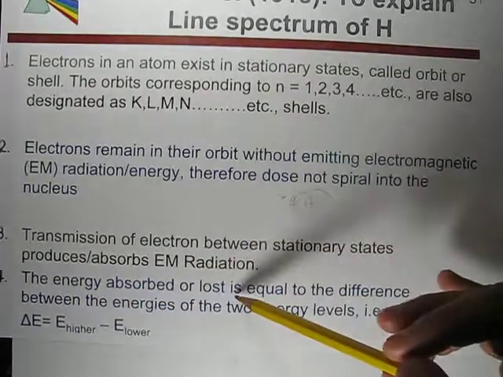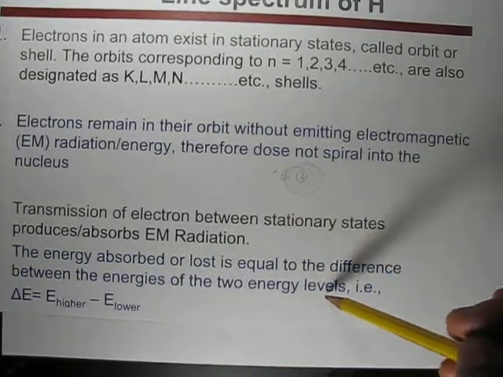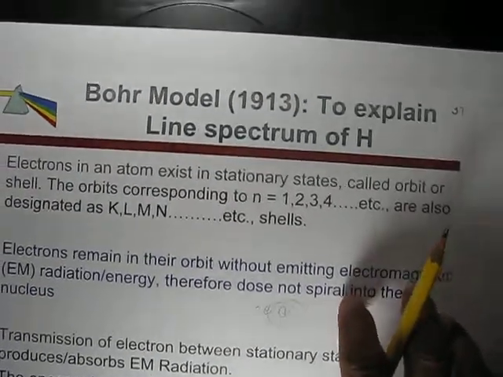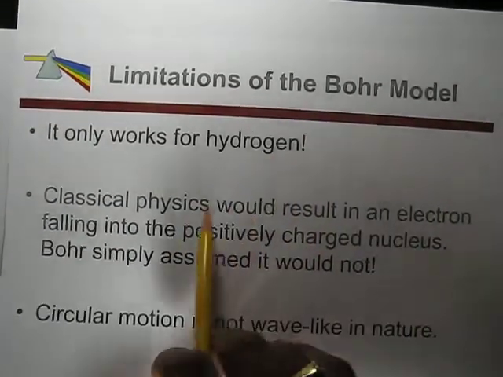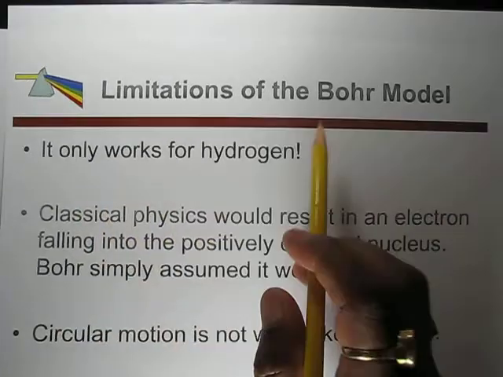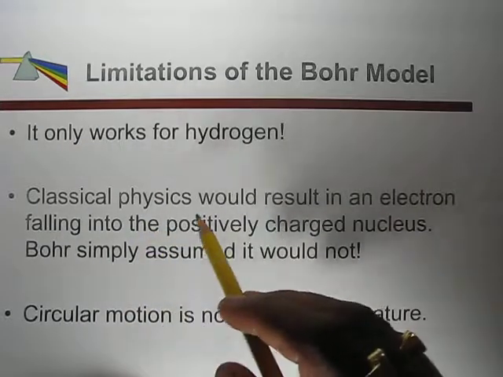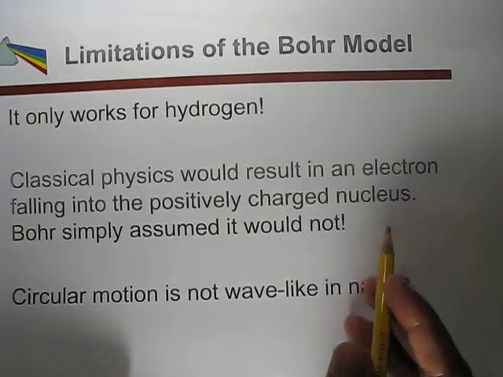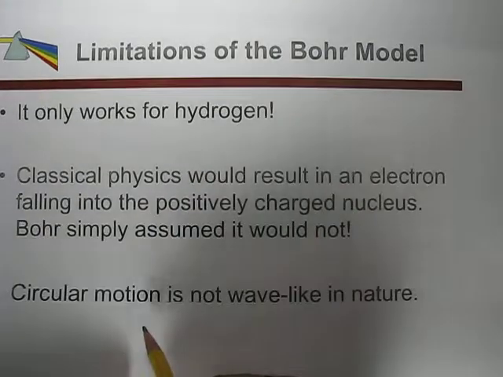The energy absorbed or lost is equal to the difference between the energies of the two energy levels, which is delta E equal to E higher minus E lower. So this was the Niels Bohr quantum mechanics model to explain the line spectrum of hydrogen. But there are limitations to the Bohr model: it works only for hydrogen, and classical physics would result in an electron falling into the positive charge nucleus, but Bohr simply assumed that it would not. So this was the main problem.